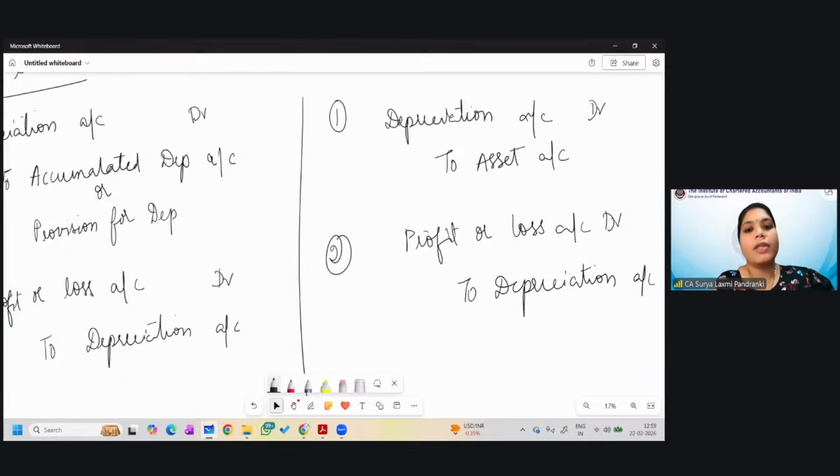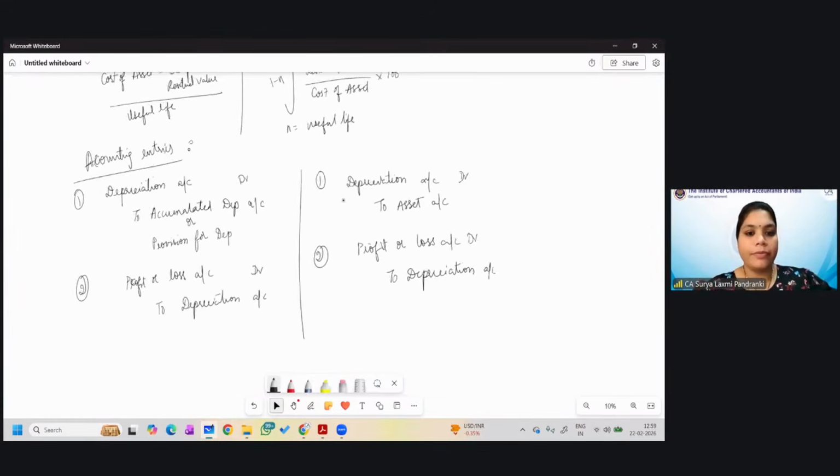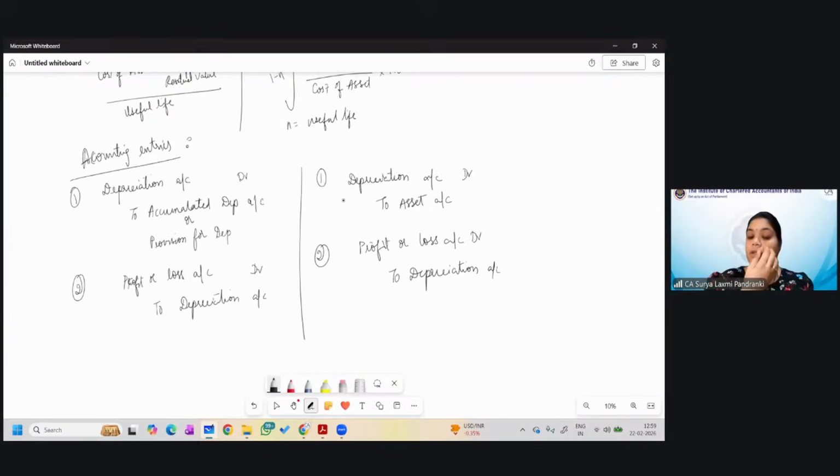Depreciation. There are two ways of doing it. I'm showing both of them together. So there are two ways of doing it. Either you transfer the depreciation to the asset account, and that depreciation is transferred to the P&L statement.